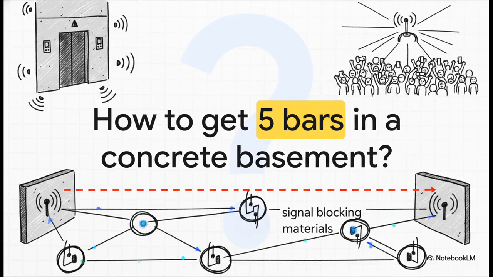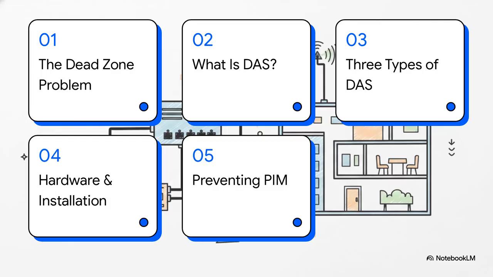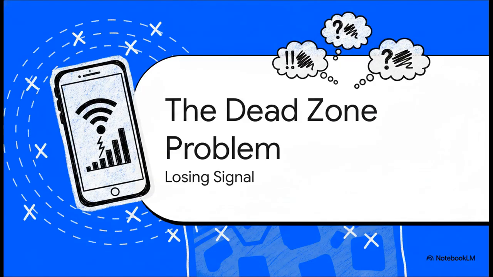You pull out your phone, and somehow, miraculously, you still have 5 bars of service. Have you ever wondered how that is physically possible when thousands of other people are doing the exact same thing, surrounded by signal-blocking materials? To answer that question, we are going to walk through the dead zone problem, what DAS actually is, the 3 types of DAS architectures, the hardware and installation, and finally, preventing PIM interference. Let's kick things off with Section 1, the dead zone problem.